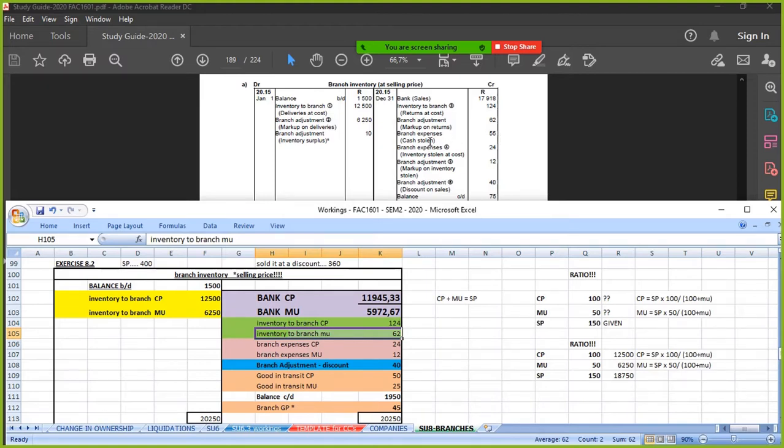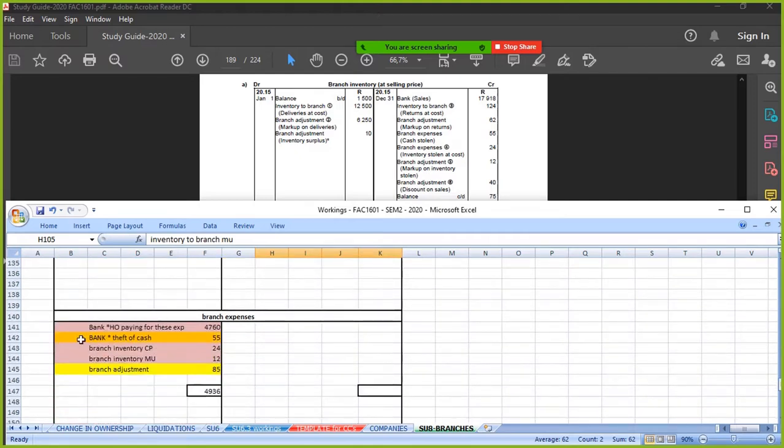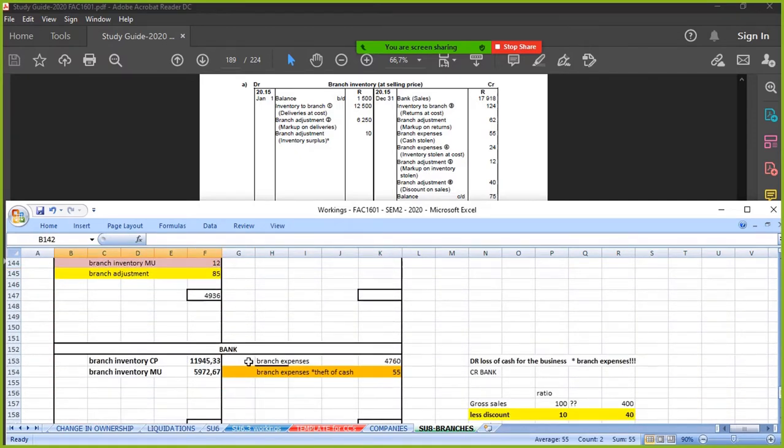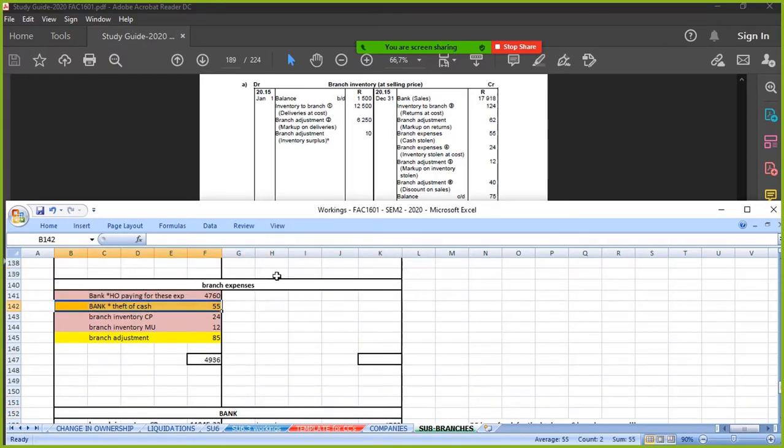I showed it as branch expenses because that came out of the cash. I showed it here. Where was it? Here, the 55. Did I have the other side of it? Yeah, I did. Okay. All right. So here I used bank to show the actual cash that was stolen. I see they've included it here as a debit against the branch expenses. So they went with debit branch expenses and they went credit branch inventory.